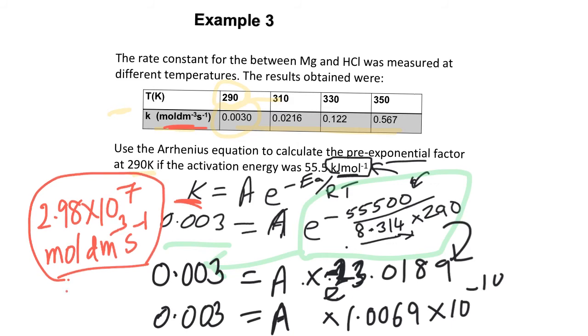Mind you, I have written this answer to 3 significant figures. That's because most of the values are given to 3 significant figures. There's 2 significant figures here. So 3 significant figures seem to be the most appropriate for this problem. That's why I've given it like that.